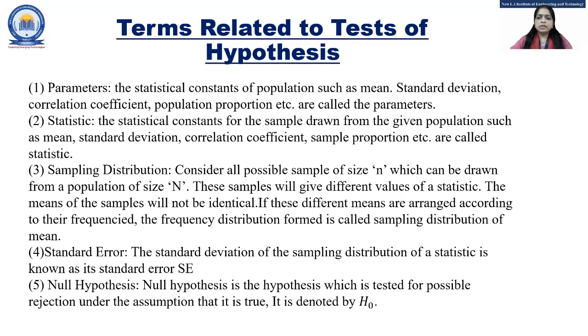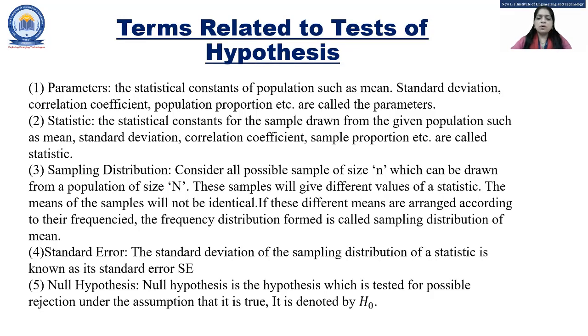Here are some terms related to test of hypothesis. Number one, parameters. The statistical constants of a population such as mean, standard deviation, correlation coefficient, population proportion, etc. are called parameters. Statistics. The statistical constants for the sample drawn from the given population such as mean, standard deviation, correlation coefficient, sample proportion, etc. are called statistics.